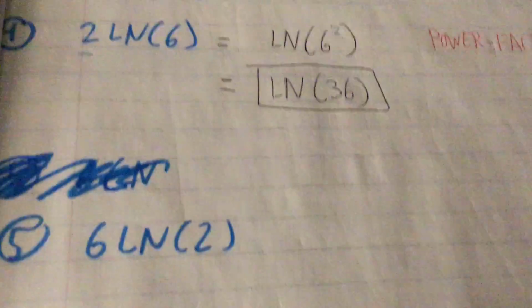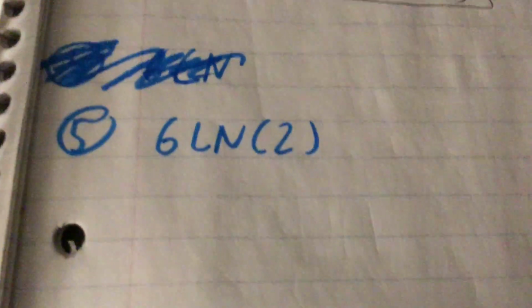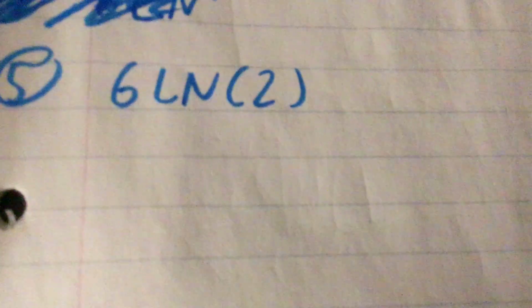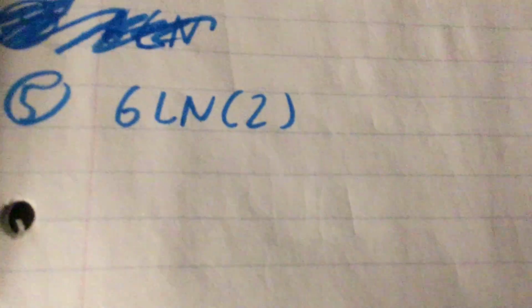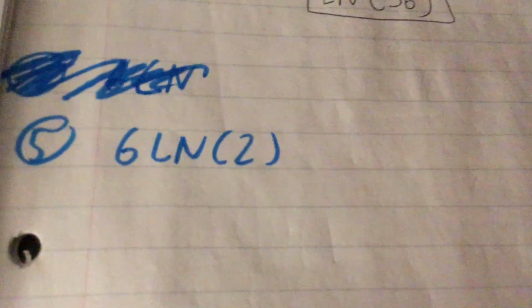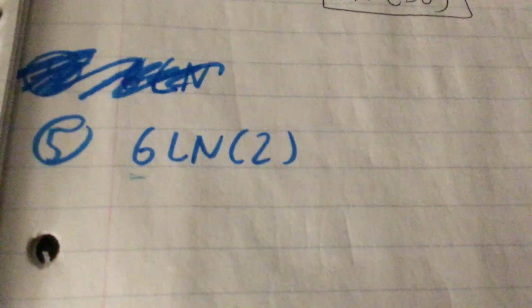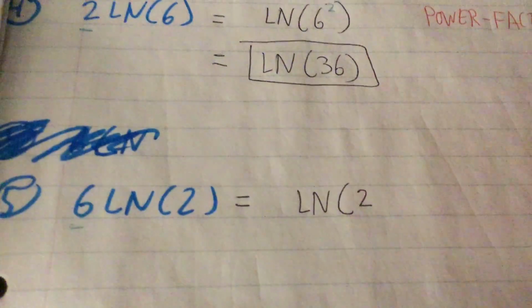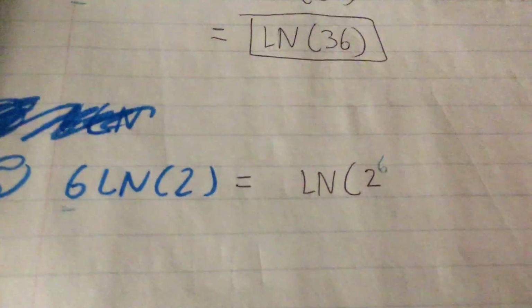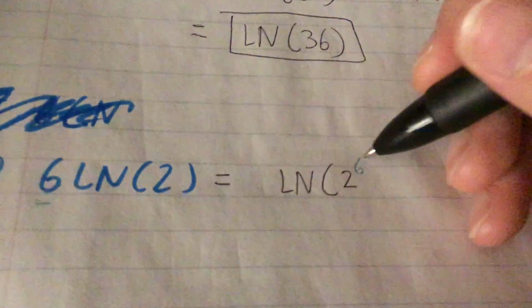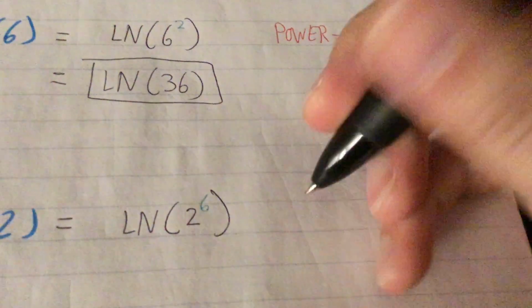Okay. Now, just to make sure that we're flexible, number 5. This time, it is 6 ln of 2. So the factor in front is 6, and that's going to go inside of the logarithm as an exponent. So this instead is the natural log of 2 to the 6th because of, yet again, the power factor rule.